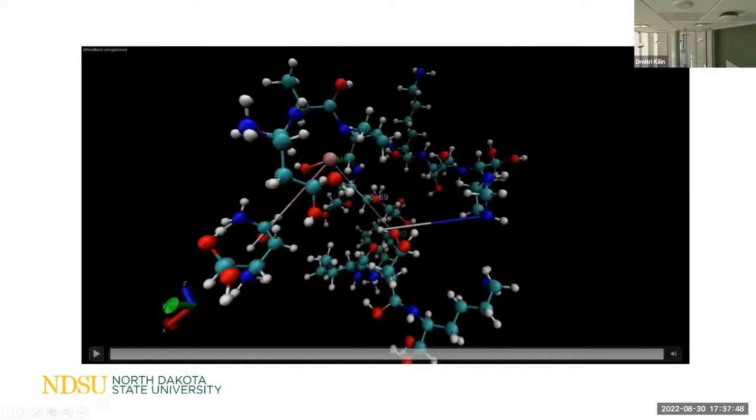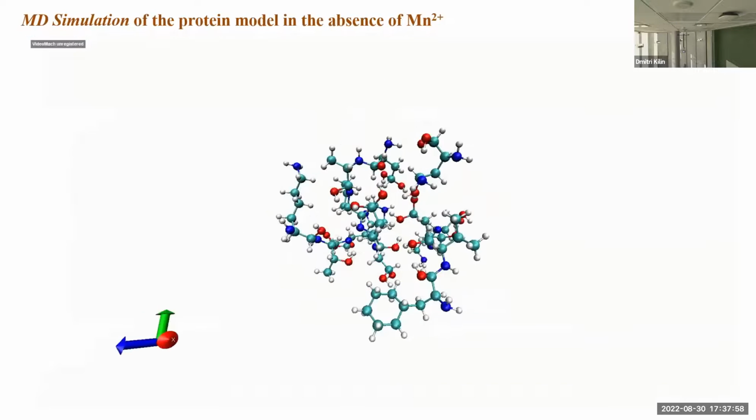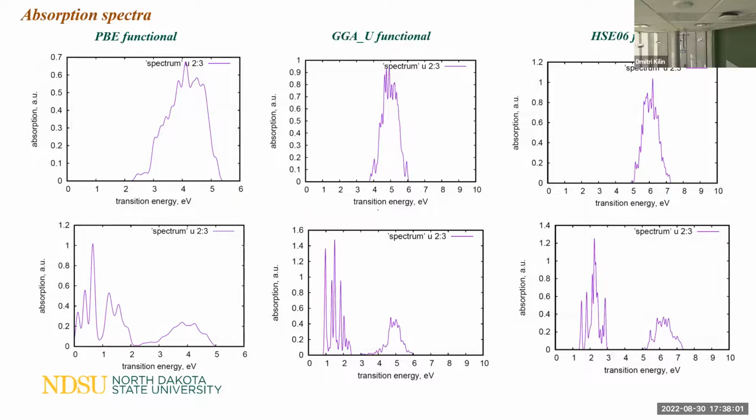It was covered by the Zoom questions, but go back to the absorption spectra. One more. What is your third functional? HSE. Okay, thank you. How does the GGA-U functional compare to the PBE functional? Was your question answered? Yes.